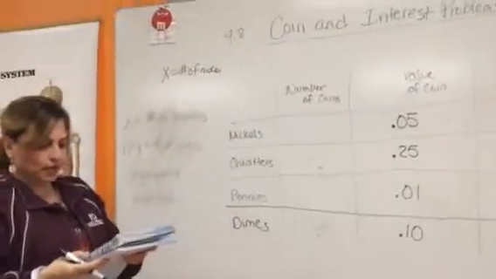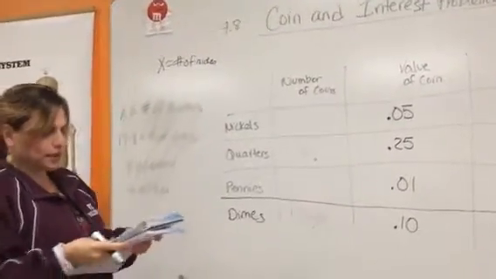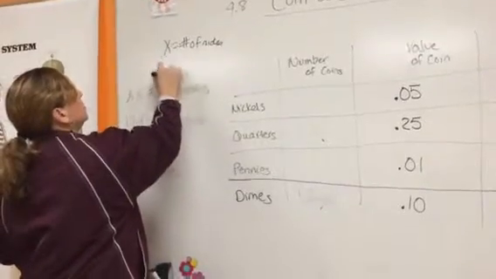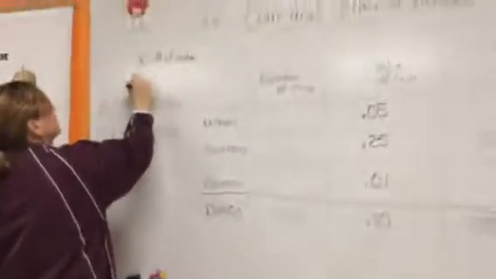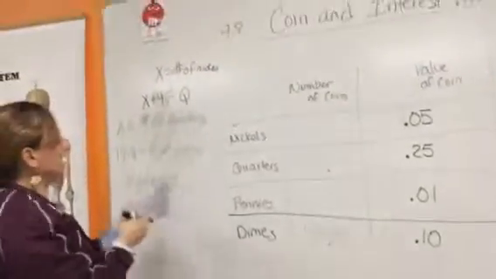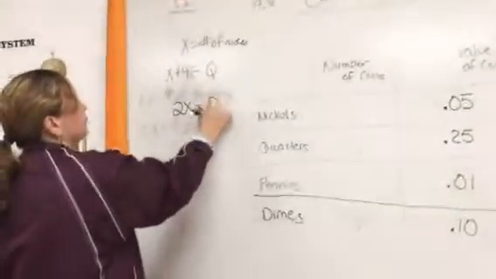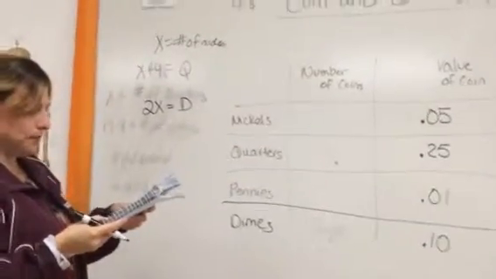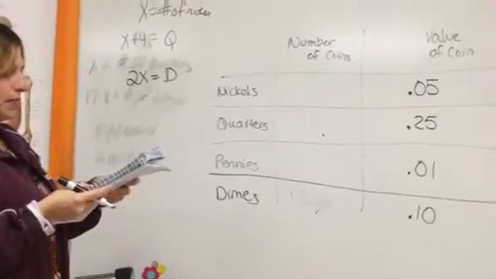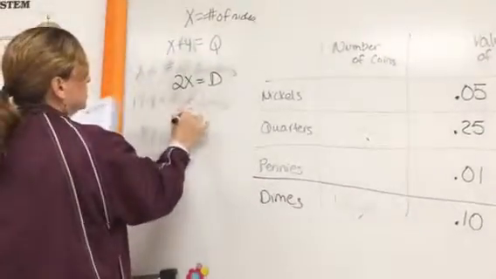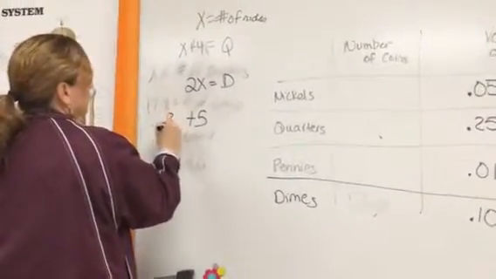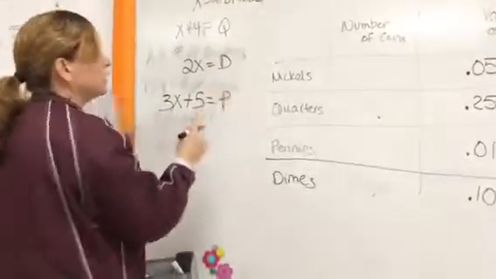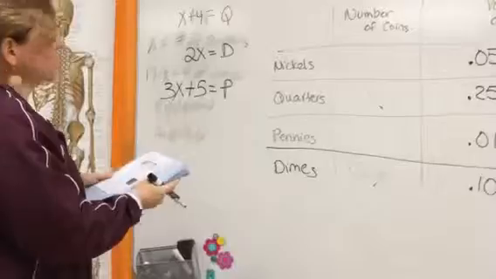I'm going to read this to you again. A coin bank contains 4 more quarters than nickels. So quarters is going to be, not 4 times, it's 4 more quarters than nickels, so x plus 4. Twice as many dimes as nickels, so 2x for dimes. And then 5 more than 3 times as many pennies as nickels. That's going to be 3x plus 5 for pennies.